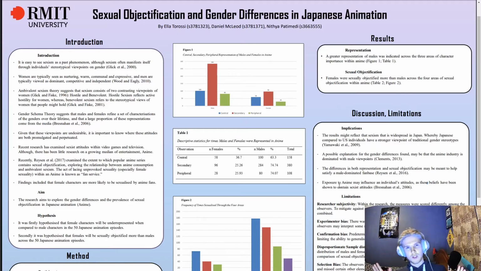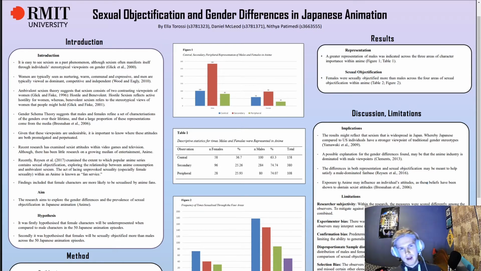Rayson and their colleagues looked at anime viewers in Japan and anime viewers in the US, and they found that benevolent sexism levels were higher in the Japanese viewers. And they also looked at the different categories of Japanese animation, and they found that females were more sexually objectified across the different genres in an anime episode.